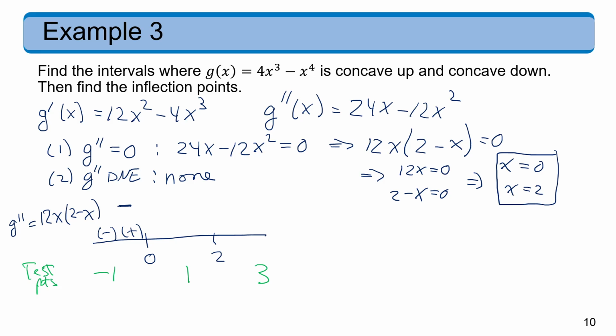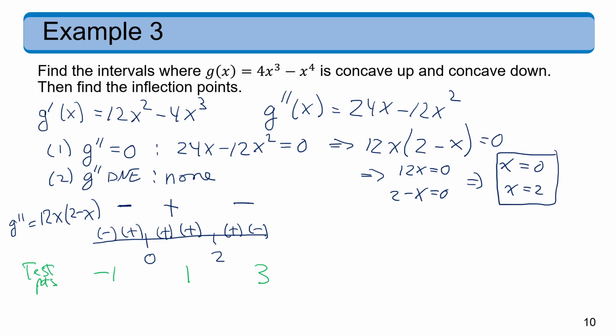Our next test point is 1. And the first factor will be 12, which is positive, and then 2 minus 1, which is positive. So both factors are positive. So that gives us a positive result. And then substituting in 3, this term will be positive, and then the 2 minus 3 will be negative. So a positive times a negative gives us a negative result.